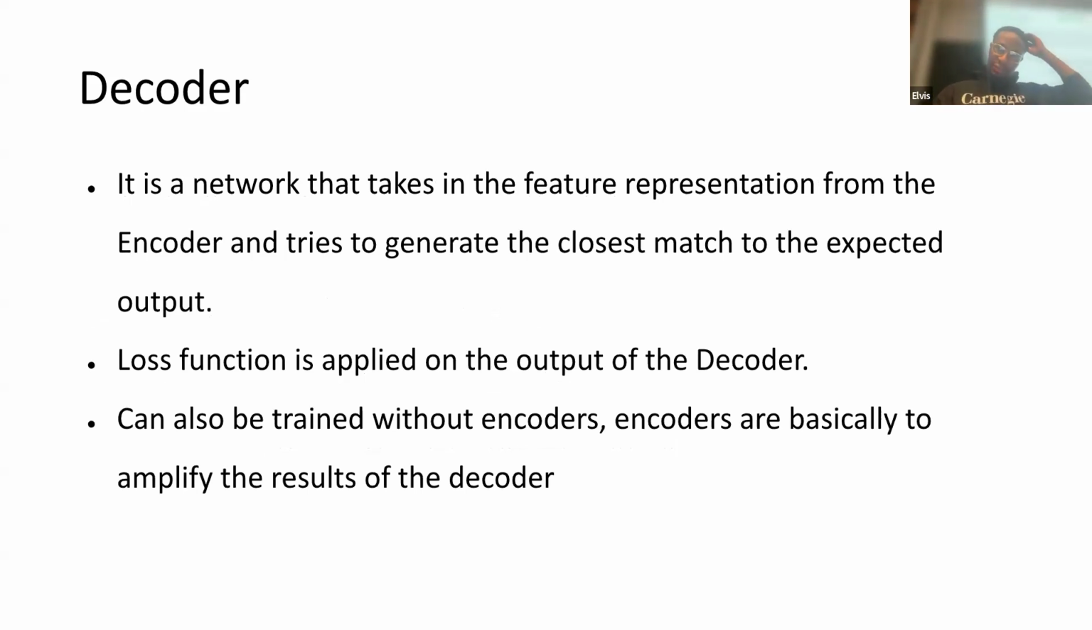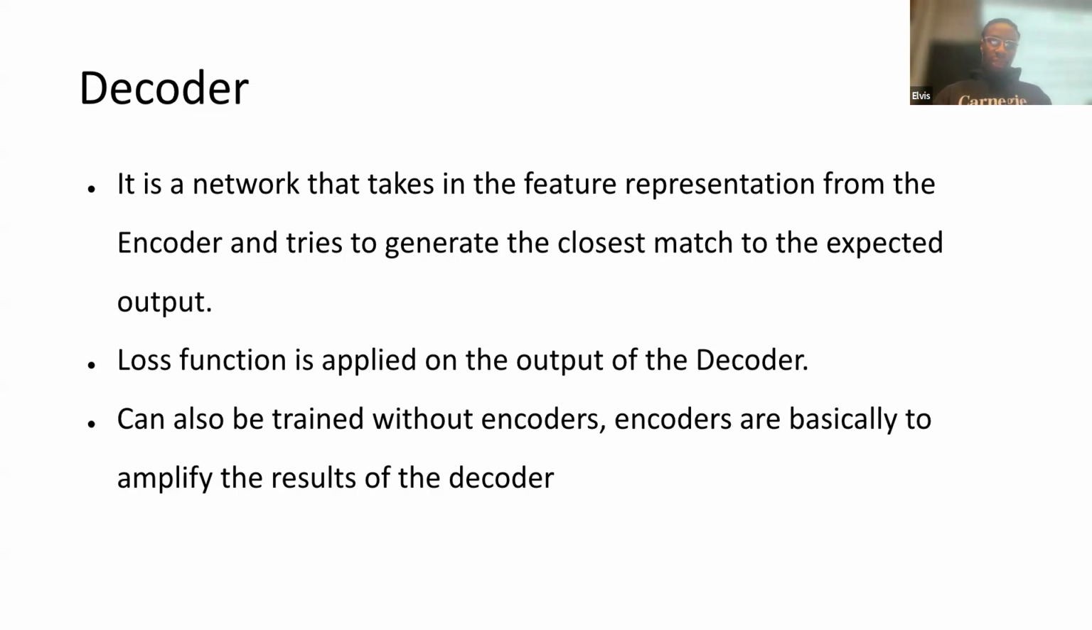So the decoder takes in the feature representations from the encoder and tries to generate the closest match to the expected output. You have your labels, which are the transcripts, but your model will predict some transcripts. So what you'll be trying to do is to match those predicted phonemes to the labels that you have. And in that case, you have a loss function that you apply in order to minimize it.